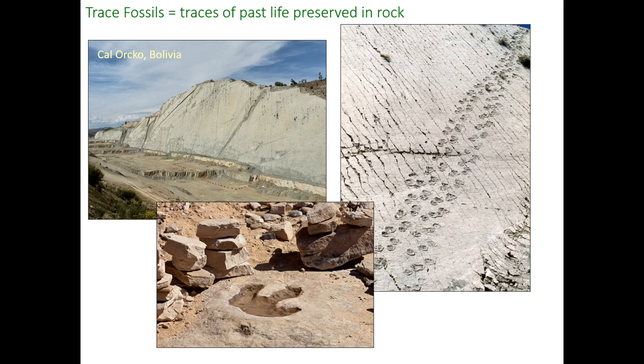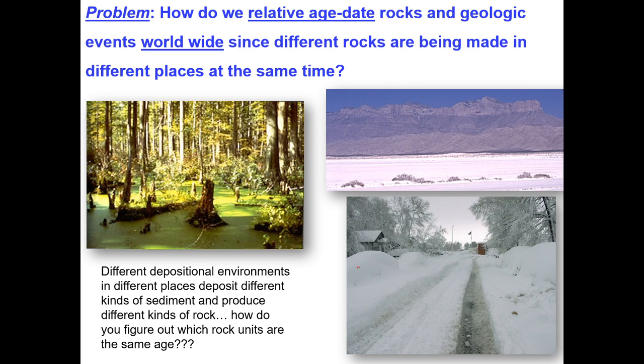Also, you get what are called trace fossils, which are traces of past life, not the actual bodies of animals or life, but just traces that they have left behind. For example, footprints. Sometimes it's fossilized burrows, fossilized tracks or pathways dug out by different animals. So it could be a lot of different things.